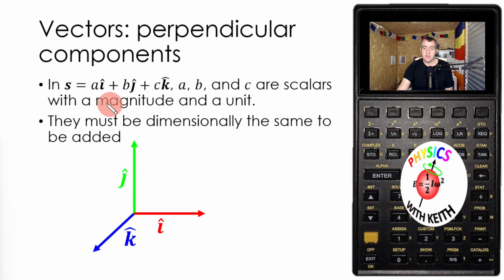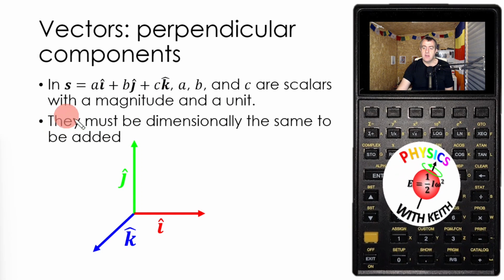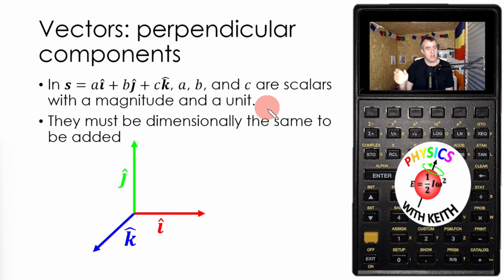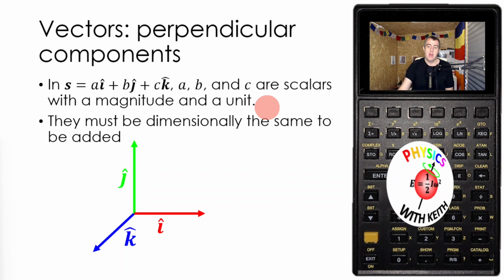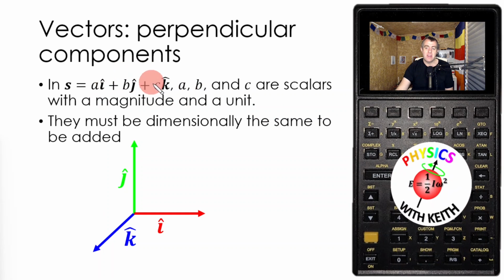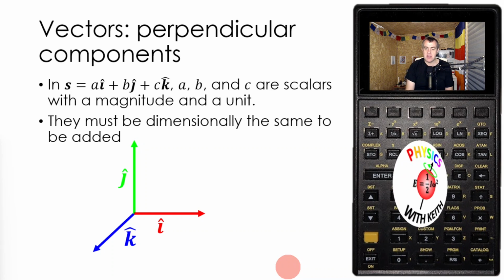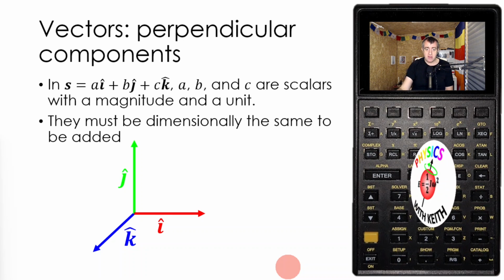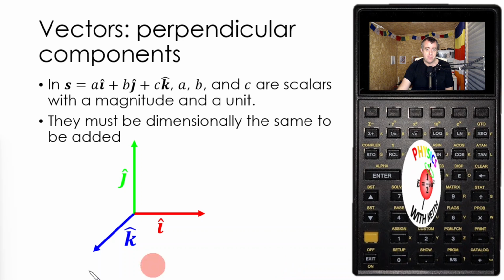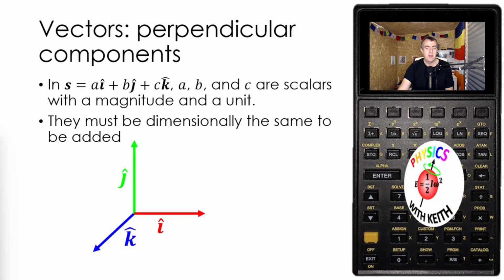a, b, and c are scalars, that's why they're written without being bold, and therefore they are just the magnitudes, but they do also have the units of the vectors in there. In order to be able to add these three components together, they have to be dimensionally homogeneous. That means they have to have the same dimensions. And again, we'll talk about dimensions a little bit later. It doesn't need to be complicated, but we need to do it properly.